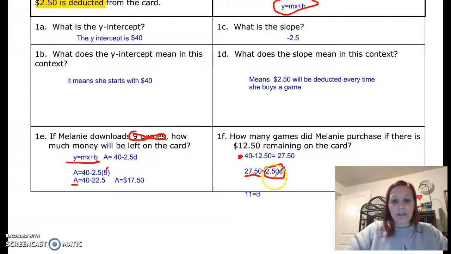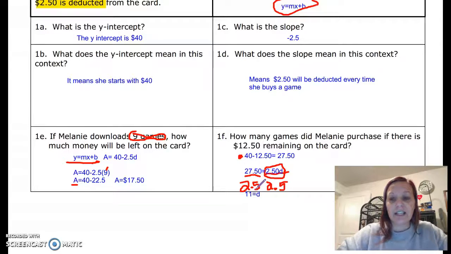Now in order to solve this, we have to divide on both sides by that 2.5. Make sure that you show this when you're working, so that we see your understanding. Even if you're using a calculator, you want to represent that on your paper. And when you divide both sides, you end up with 11. So she had downloaded 11 games, and she has $12.50 left. So she still has more games to go.